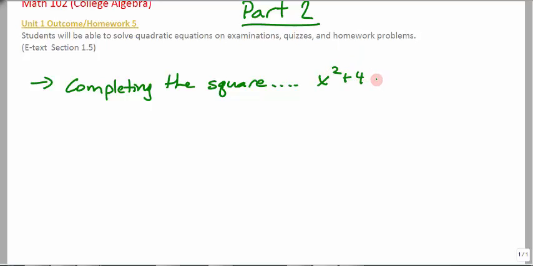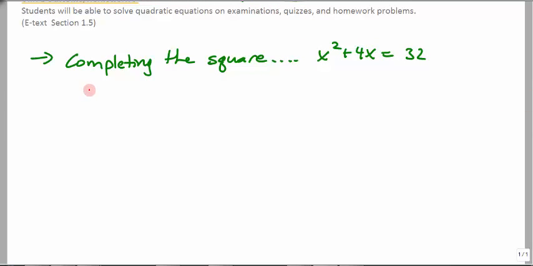So we have x squared plus 4x equals 32. As usual, I'd like to graph this first. I just want to know how many solutions I'm going to have. I'm going to subtract that 32 over to set it equal to 0. So let's look at x squared plus 4x minus 32 on our graph.